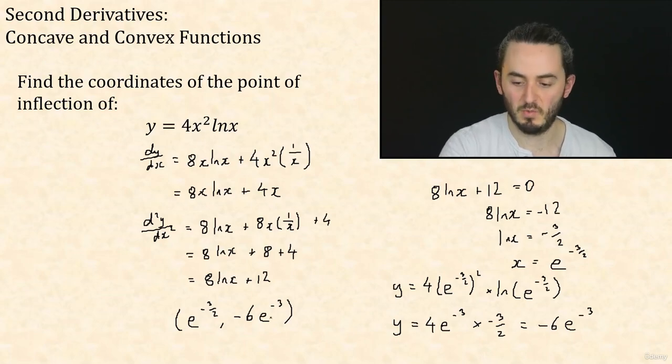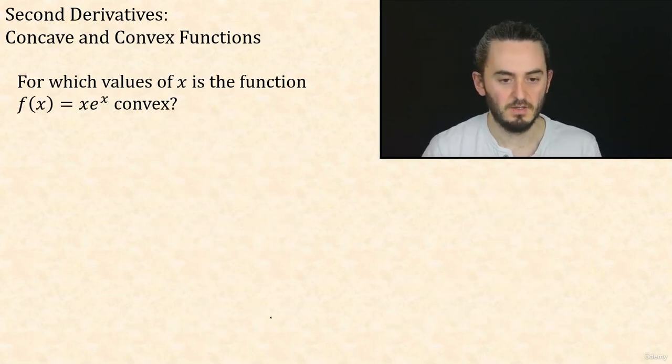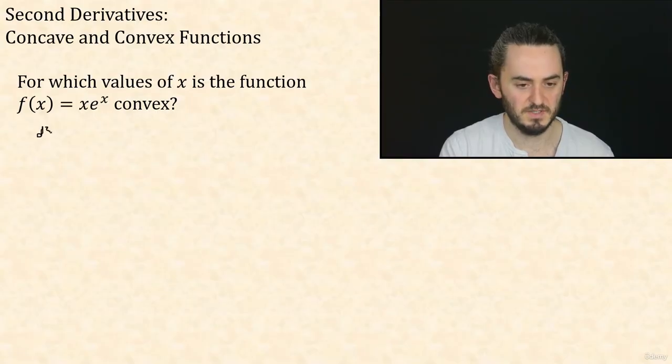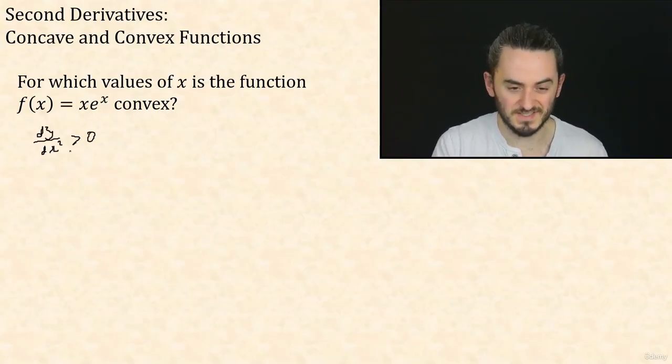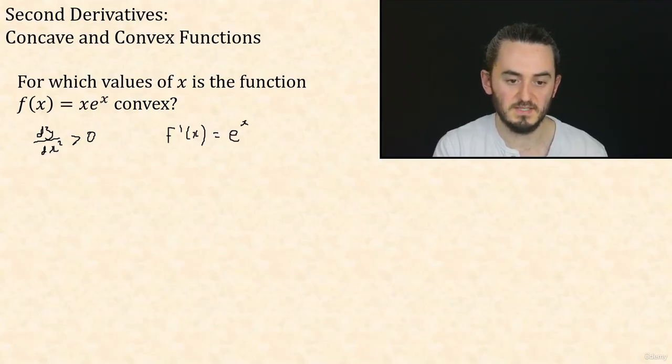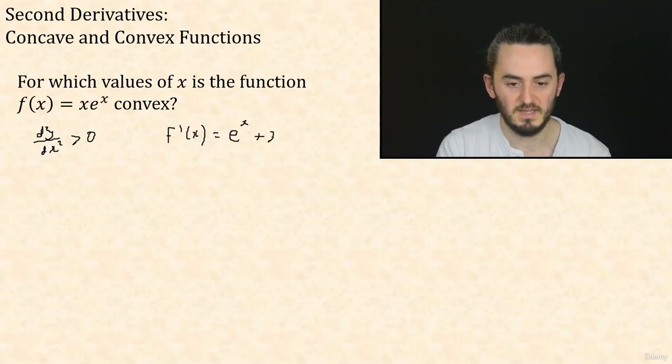All right, let's have a look at one more. So I've got this function x e to the x, and for which values of x is it convex? So convex is when the second derivative is positive. It's when the gradient is increasing, it's getting steeper. So let's find my first derivative. Product rule. I will differentiate the x but not the e to the x, and I get e to the x. I'll differentiate the e to the x but not the x, I get x e to the x.